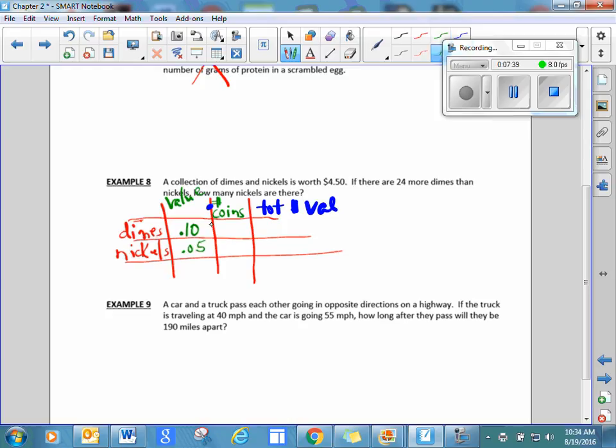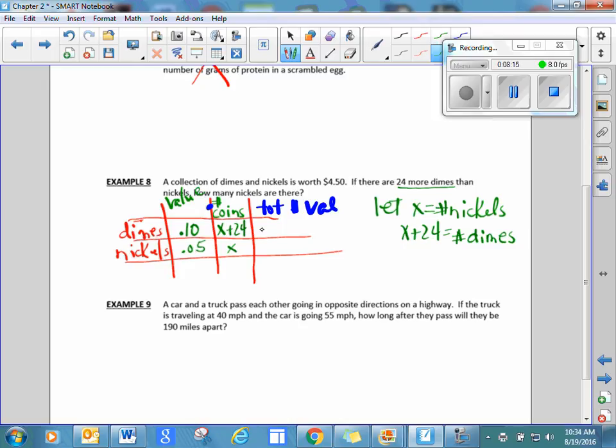Okay, so we go back to the problem and we're saying we don't know how many dimes and nickels we have, but we know there's 24 more dimes than nickels. So I am going to let X be the number of nickels, and I'm going to say X plus 24 is equal to the number of dimes. So I can fill that in my chart. Nickels is X, the smaller amount, and X plus 24 is the amount of dimes.